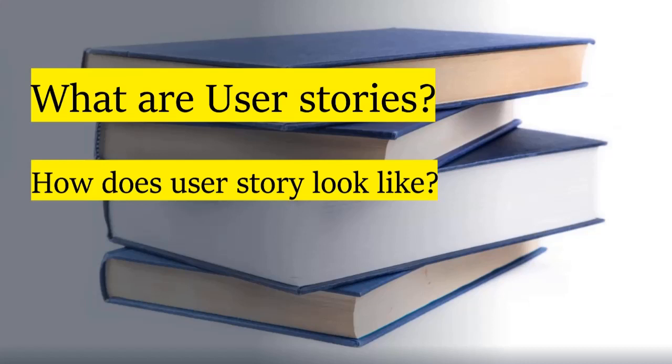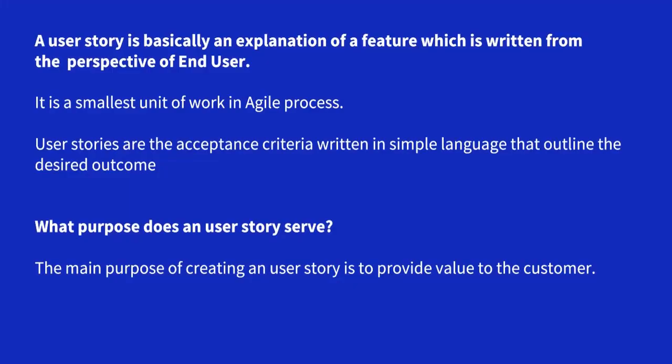In this video, let's understand what user stories are, where and when they are used, and how a user story looks. Let's begin. A user story is basically an explanation of a feature, written from the perspective of an end user. It is the smallest unit of work in the agile process. User stories are nothing but acceptance criteria written in simple language that outline the desired outcome.